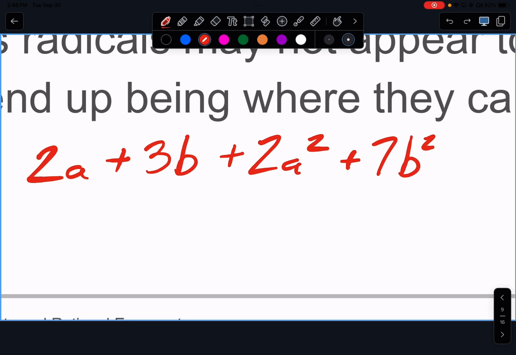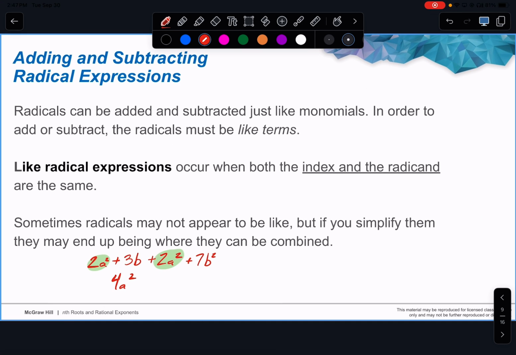What if I went like this, and I said, all right, this is raised to the second power. Now could I combine those? Yes. Now I combine 2a squared plus 2a squared, and I get 4a squared. Okay, the same concept really applies with our radicals. Instead of talking about a variable, a or b or z or x, we're talking about the number inside the radical, the radicand. And instead of the exponent, we're talking about the index on the radical. Those things have to be the same.